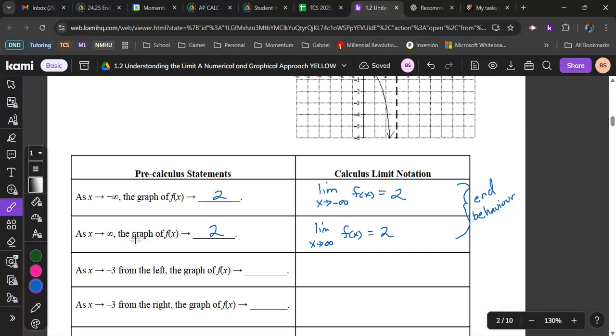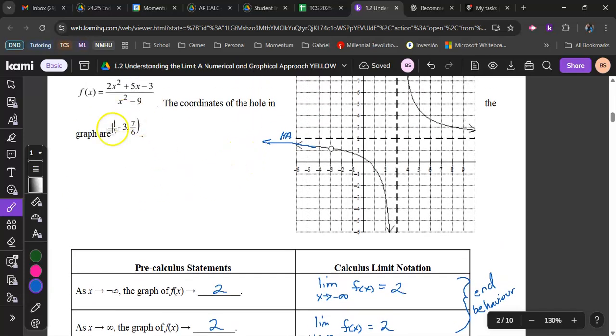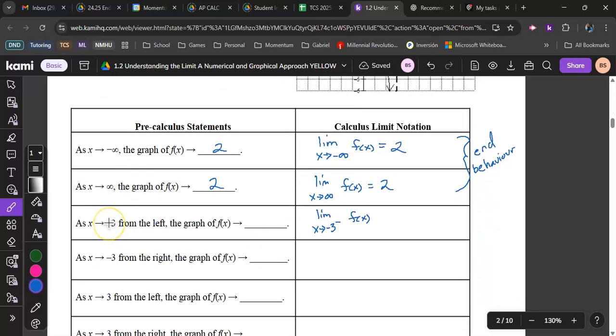All right, so now we're going to approach that hole that was there. As x approaches -3 from the left, the graph of f of x. Again, in limit notation, this is the limit as x approaches -3 from the left, meaning we need that little negative up there, of f of x. And when we zoom up just a little bit, what did it tell us that hole was? 7/6, right? Now, is it going to approach 7/6 from both the left and right side? Yeah, it's approaching the same thing. So the fact that it's coming from the left is kind of unimportant in this particular case. So it's equal to 7/6.